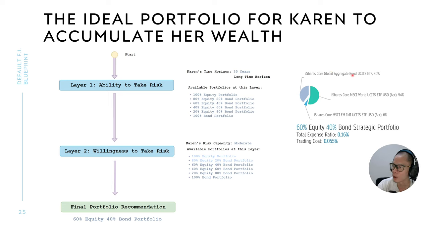It's made out of this global aggregate bond, a bond ETF that is 40% hedged to USD, a developed markets ETF and an emerging market ETF. So you have a portfolio that covers developed and emerging markets in equity, and also the spectrum of bonds available, because the global aggregate bond tracks the Bloomberg Global Aggregate Bond Index, which is usually the default benchmark index for bonds. The total expense ratio is about 0.16%, which is kind of low. To actually get invested, the average cost will come up to about 5.5 basis points, or 0.055%.